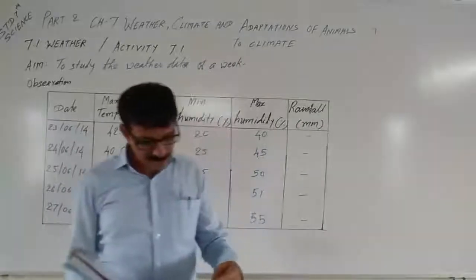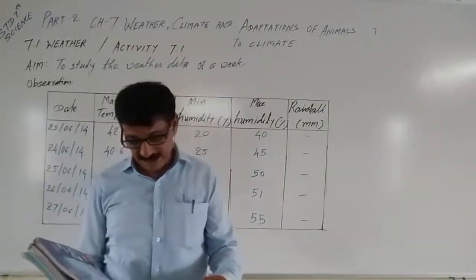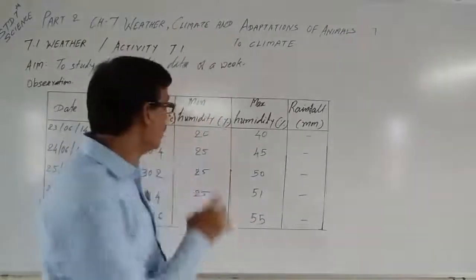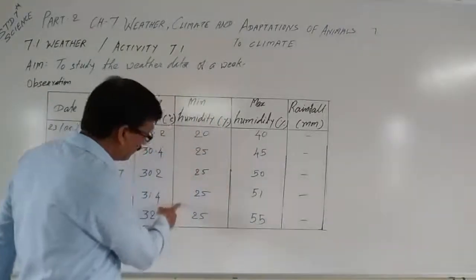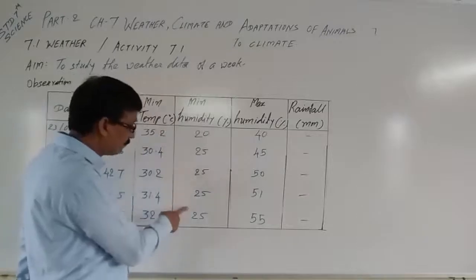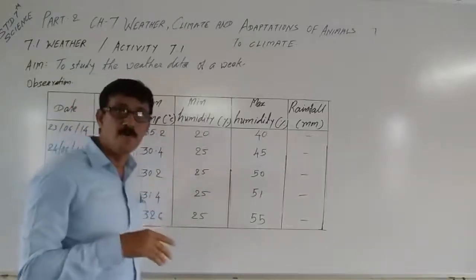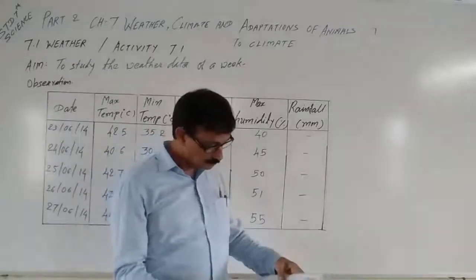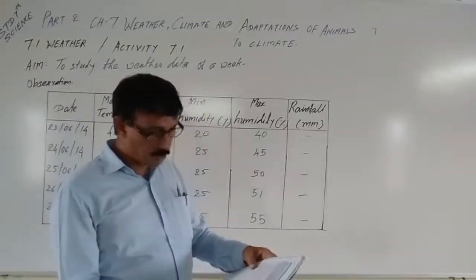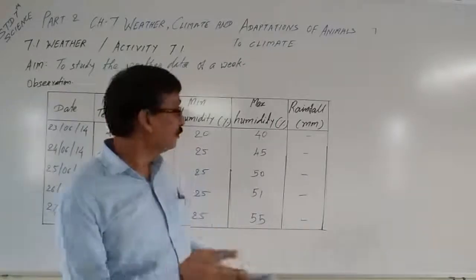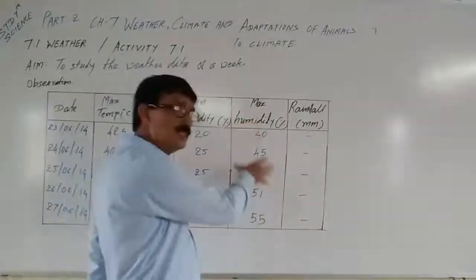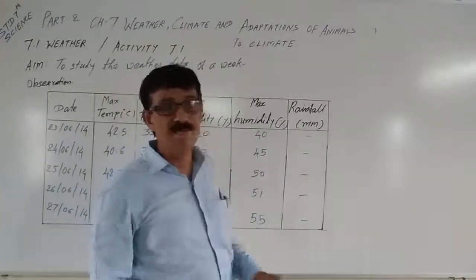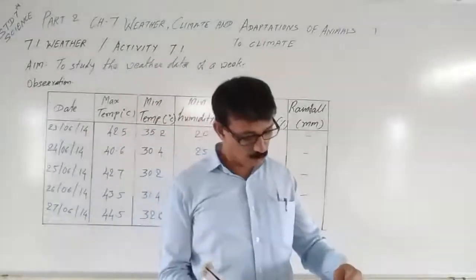Then the maximum and minimum humidity were the same for a few days but different for others. For some days, minimum and maximum, here you can see the humidity is the same. For other days, it is different. Then there was no rainfall during the week. Why? Because the maximum humidity is very less. That is why there was no rainfall during the week. So that is our conclusion.